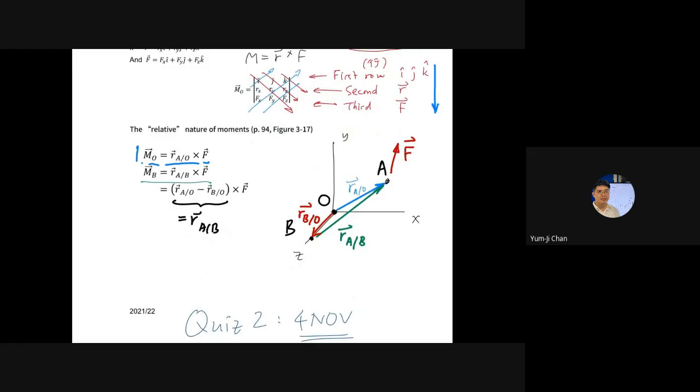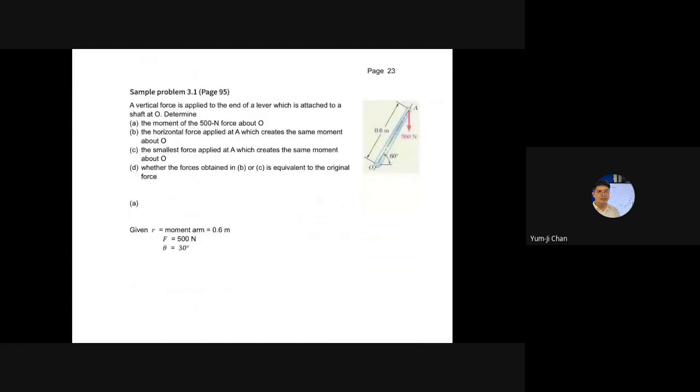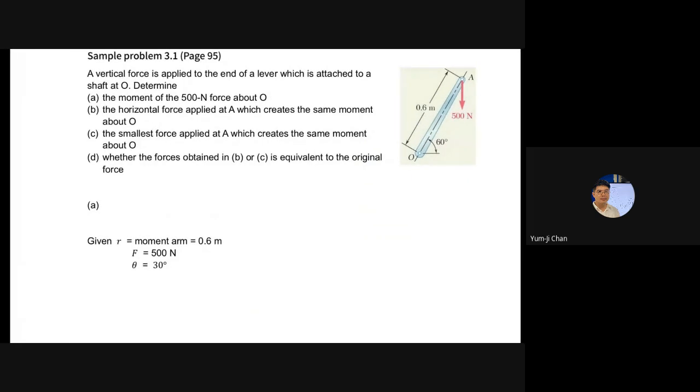If you are okay, then we go on to the next page. Sample problem 3.1. A vertical force is applied to the end of a lever, which is attached to a shaft at O. Determine these four things. First of all, the moment of the 500 Newton force about O. The second is the horizontal force applied at A, which creates the same moment about O.